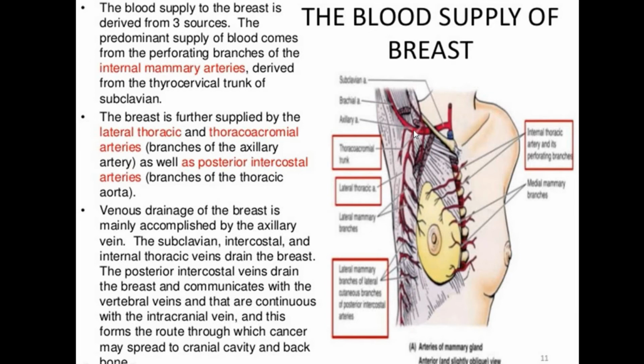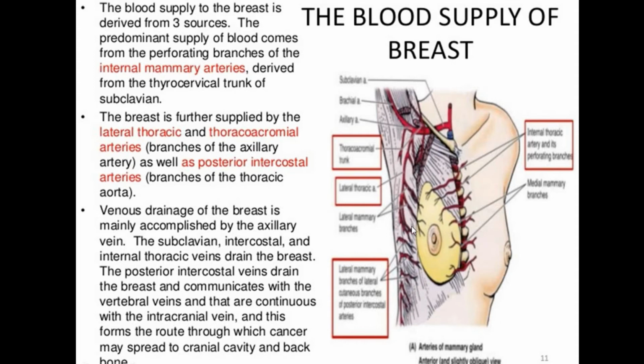The branches that arise from these main supplies are as follows. The medial part of the breast is supplied by the internal mammary arteries. These are branches of the subclavian artery, although they arise from the thoracocervical trunk of the subclavian artery. The upper lateral part and the outer quadrant are supplied by the lateral thoracic and the thoracoacromial artery. These are branches of the axillary artery. And the lower outer quadrant is supplied by the posterior branches of the posterior intercostal artery.